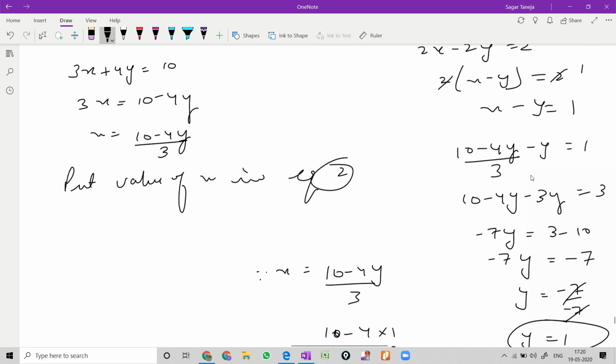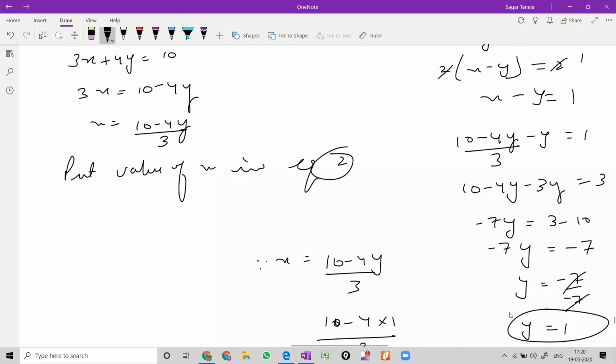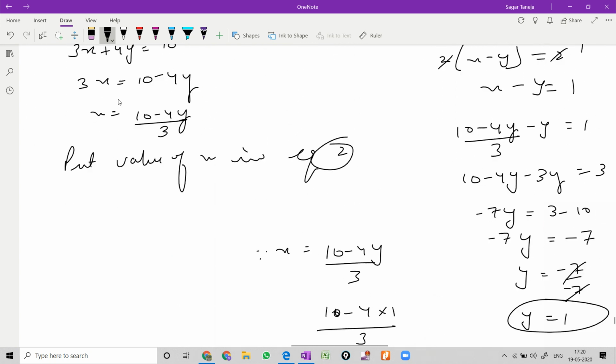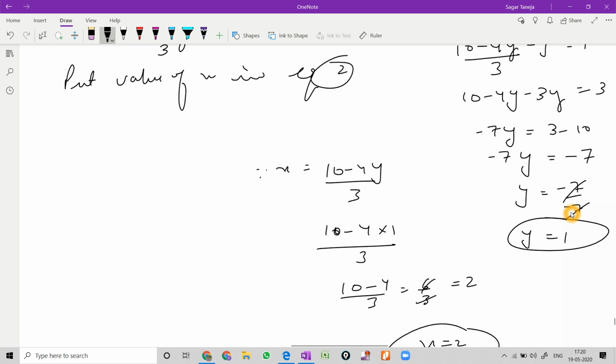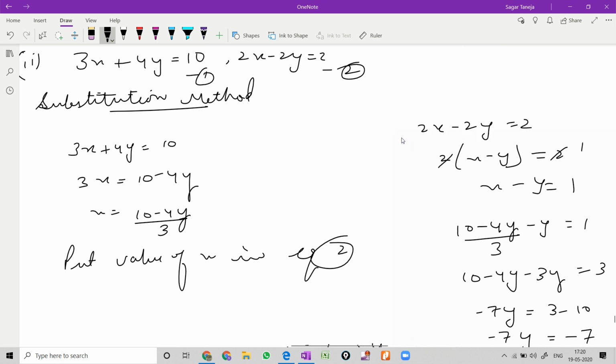So here we have used substitution. See, how lengthy it is. From here to here, all the steps. After these many steps, we were able to take out the value of y. Then after that, still we have to put the value of y to take out the value of x. So this is a lengthier method as compared to elimination.